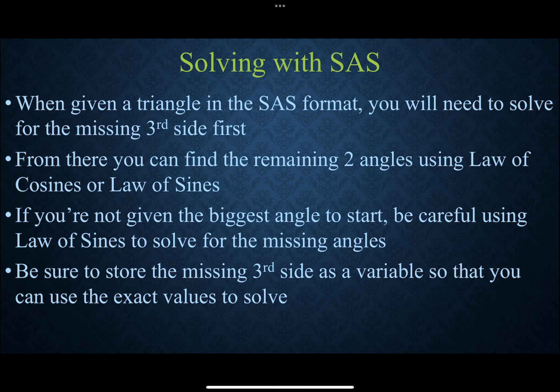And also watch out. If you find out that your given angle is not actually the biggest angle, then you need to make sure you do not use law of sines to solve for the biggest angle. You'd want to solve for the other angle and then just subtract from 180. Or again, you can stick with law of cosines. And I'll show both options really.